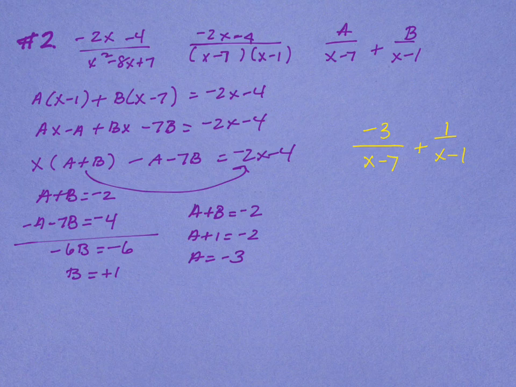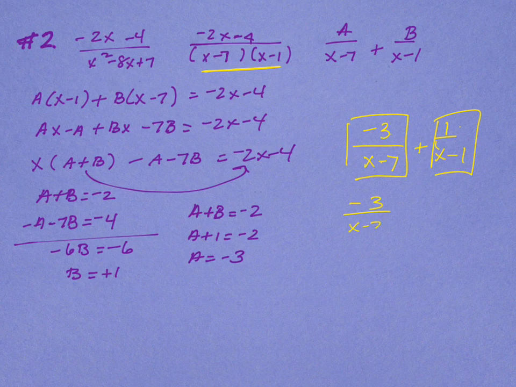Now, if you do these in a different order, it doesn't matter. As long as the right thing is over, like the negative 3 is over the x minus 7, that's right. Because it depends on what order you do these in, when you pick your multiples here. But as long as the 1 is over the x minus 1 and the negative 3 is over the x minus 7, then you're good to go. So again, negative 3 over x minus 7 plus 1 over x minus 1.